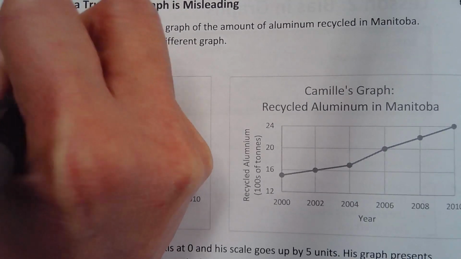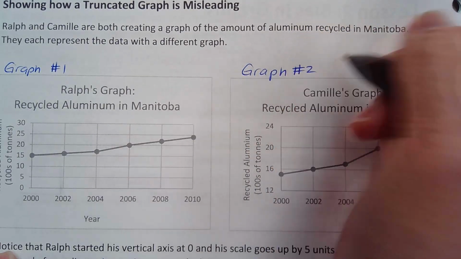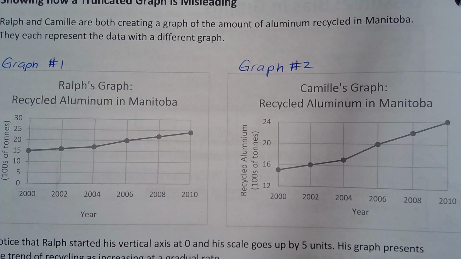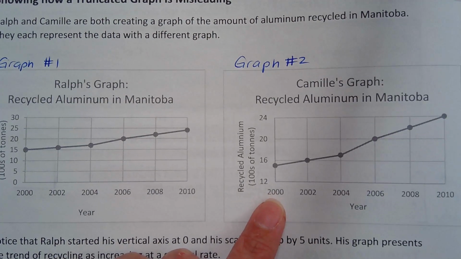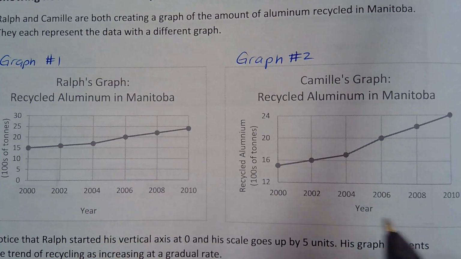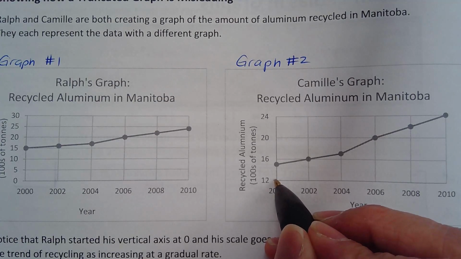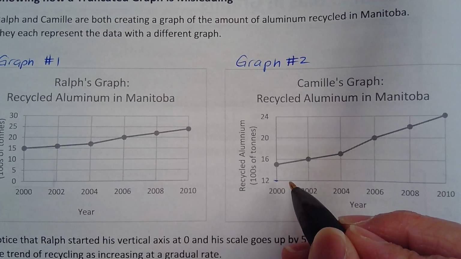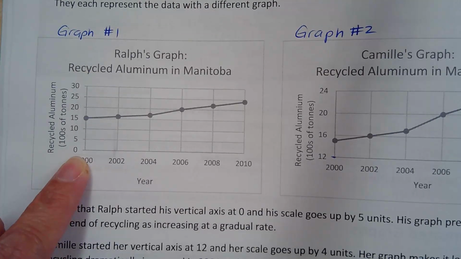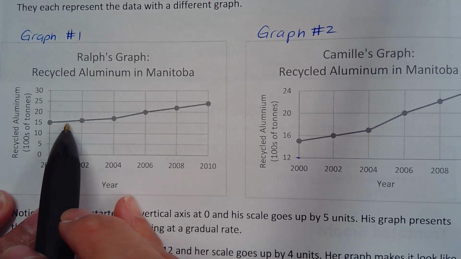I'll just go graph number 1 here. So we can say graph 1, graph 2. So which one is truncated? Okay, yeah, graph 2 is truncated. And how do you know that? Because it doesn't start at 0. Yeah, it doesn't start at 0. Okay, it started at 12. But this one is starting at 0. So this one here starts at 0.